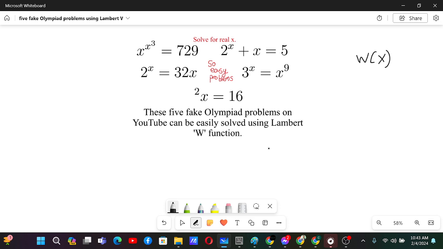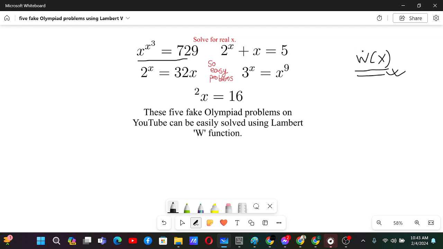These 5 fake olympiad problems on YouTube can be easily solved using the Lambert W function. So basically, on YouTube I've seen such problems a lot of times, because these problems are somehow hard to solve if we don't have access to the Lambert W function. But once we have this function in hand, it's a pretty easy problem.